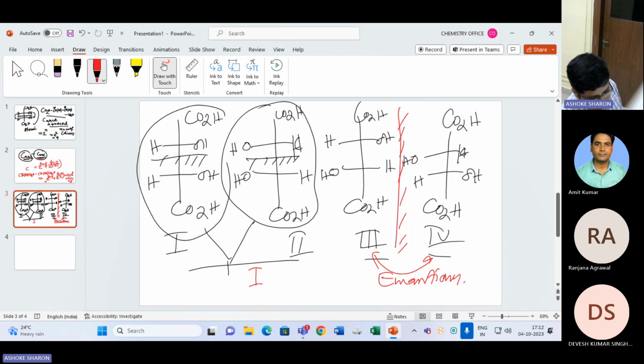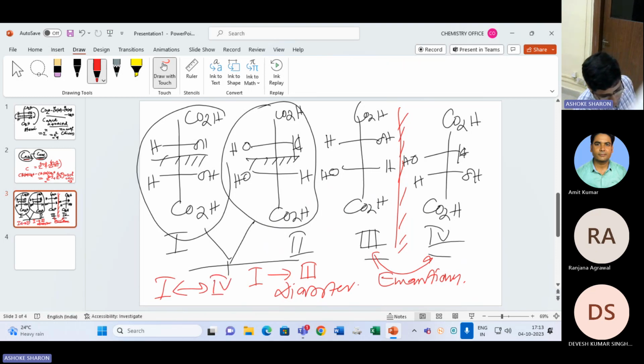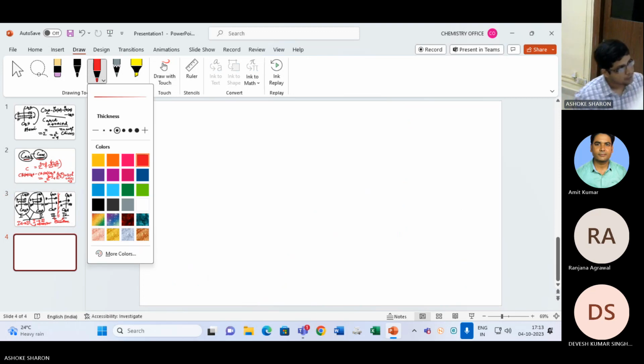1 and 3 are diastereomers. 1 and 4 are also diastereomers. Clear? So this is a very interesting one. Okay. Next, I'm going to explain another interesting problem.